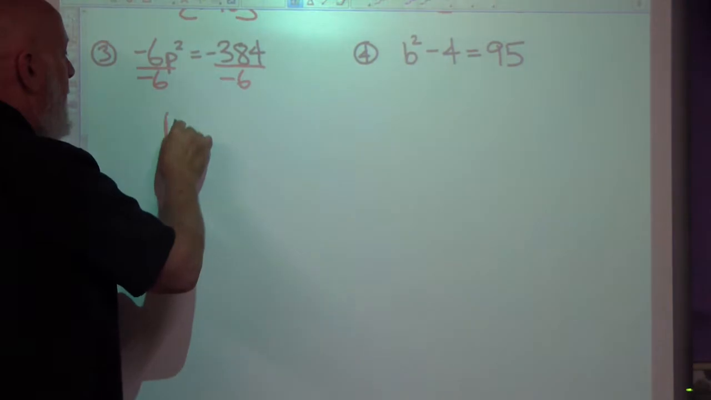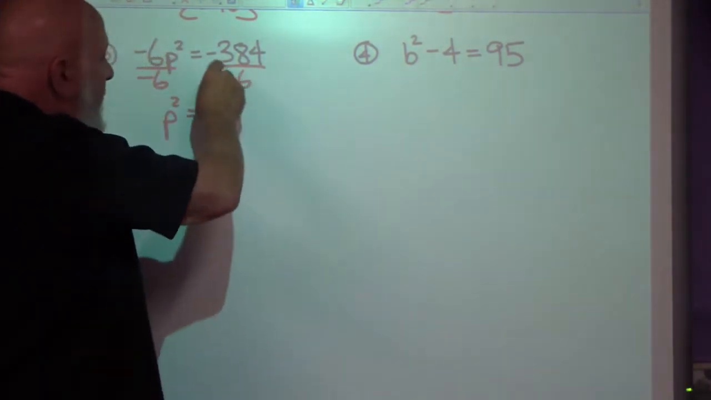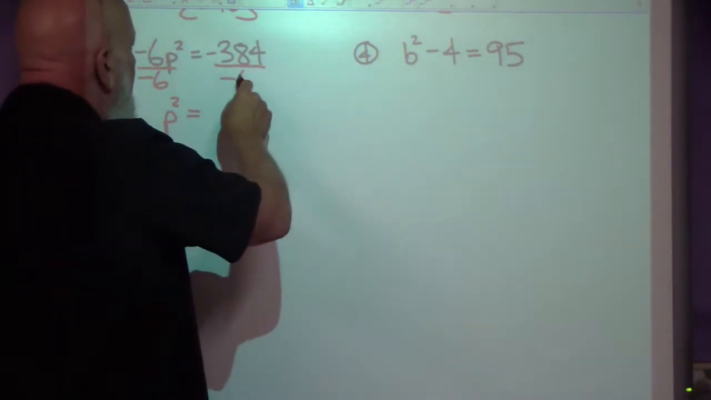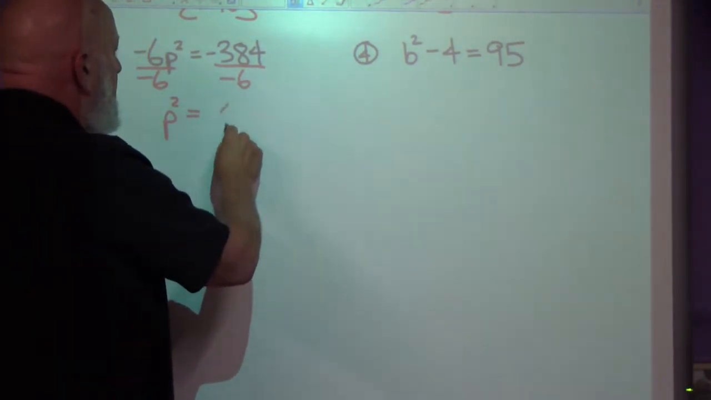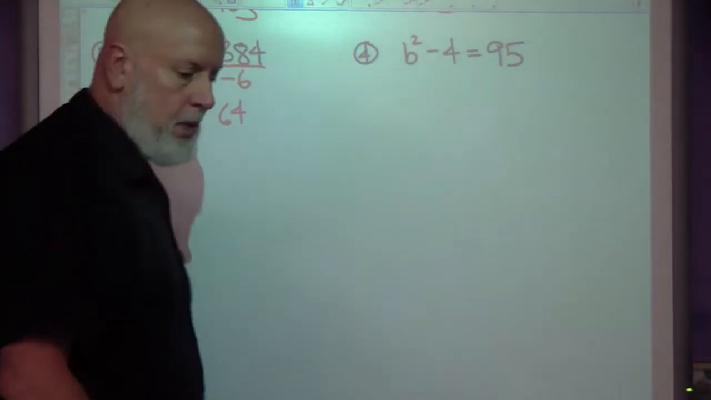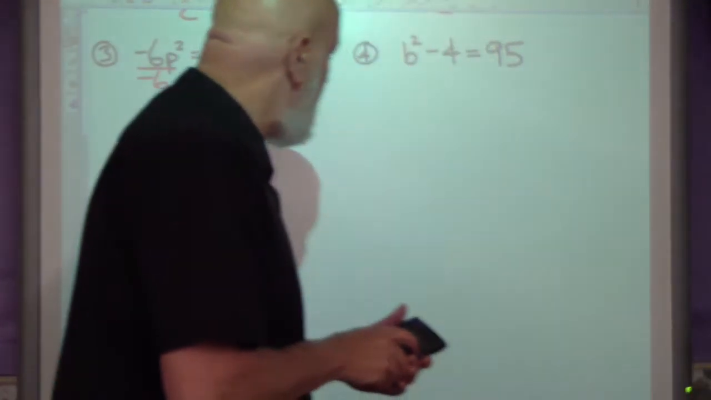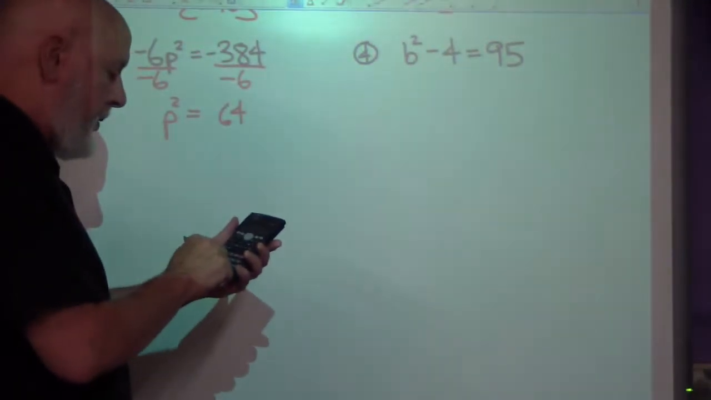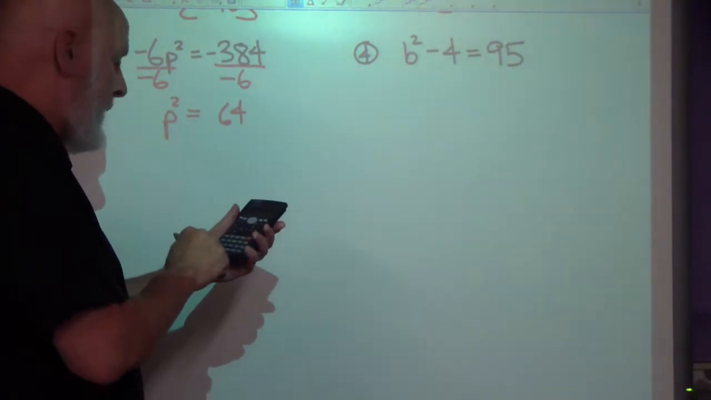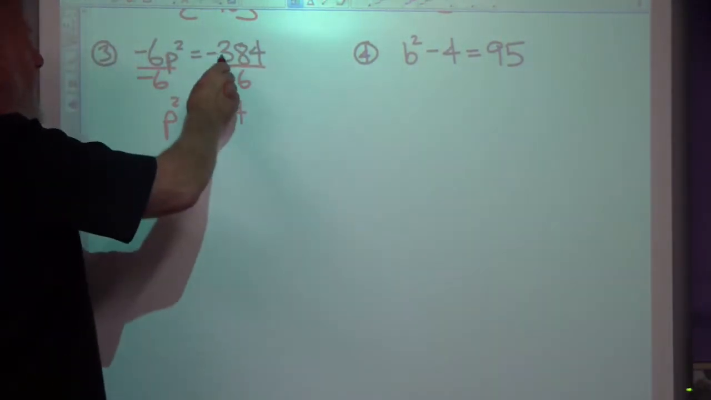This will give me p squared is equal to whatever negative 384 divided by negative 6 is. Negative divided by negative is positive. This will give me 4, I believe. Positive 64. Let me check it with my calculator because it's early in the morning and my brain doesn't always work well. 384 divided by 6. 64, yay! And negative divided by negative is positive.